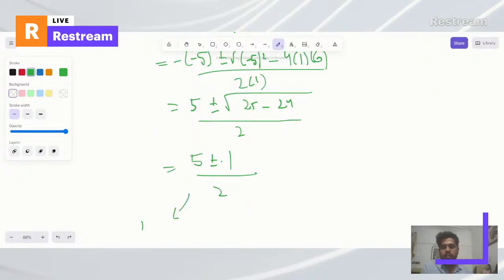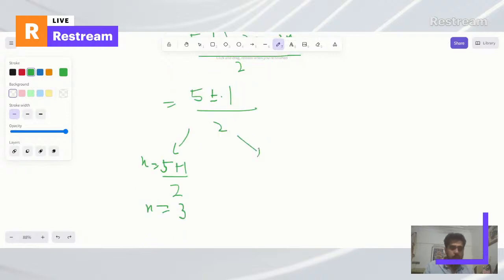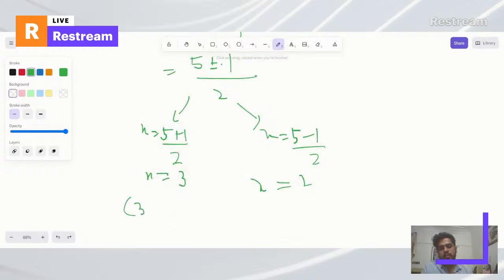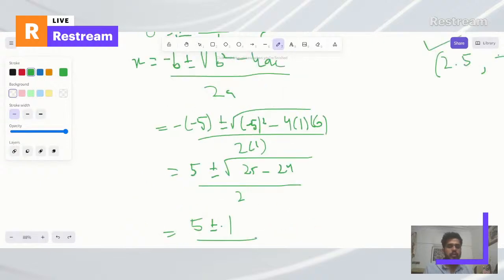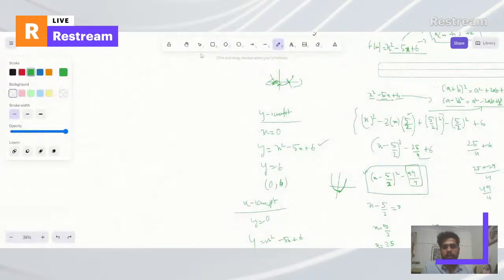So one value we get is x equals 5 plus 1 divided by 2, so 6 divided by 2, which is 3. So x equals 3. The other value is x equals 5 minus 1 divided by 2, which is 4 divided by 2, which is 2. So one coordinate is 3 comma 0, and the other coordinate is 2 comma 0. This is how we now have some of our points.